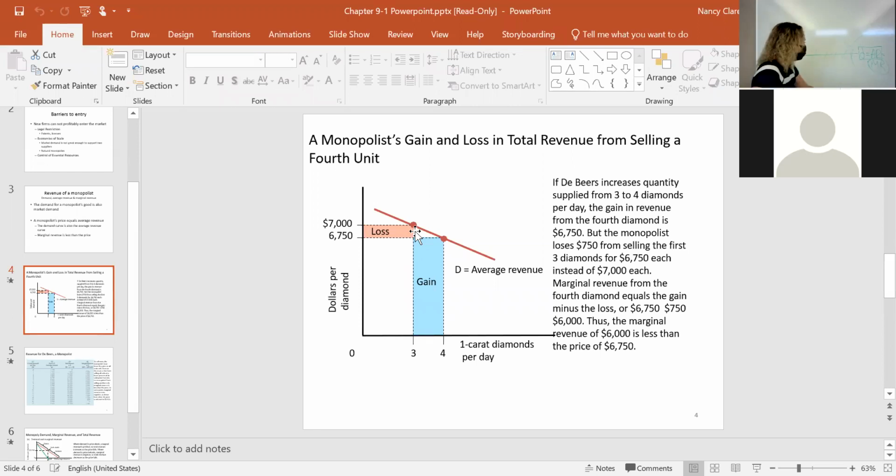So your loss in this case is 250 times 3. If we were going to calculate the value of that pink area, 250 times 3 gives me a loss. I'm losing 250 times 3, a negative $750. I'm sorry, you guys can't hardly see this.